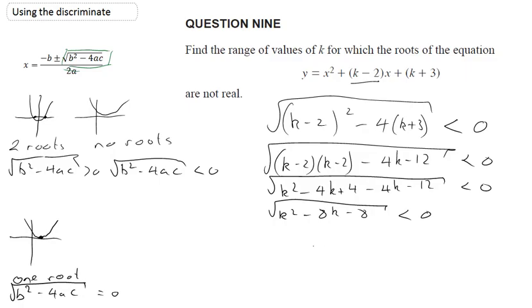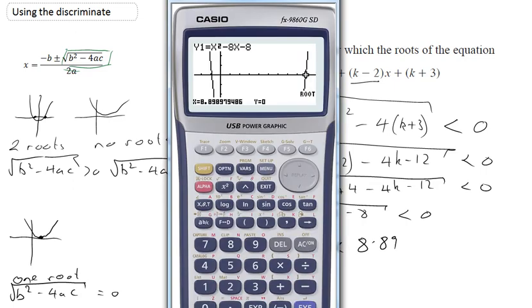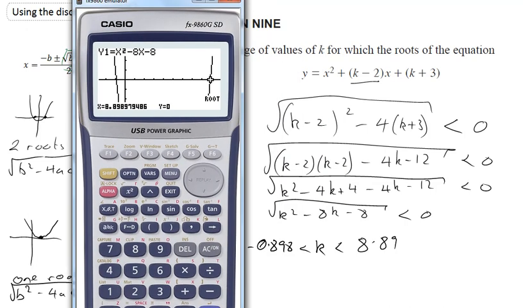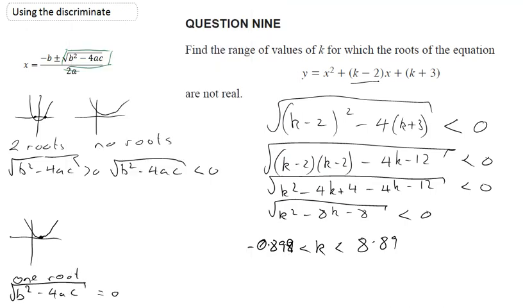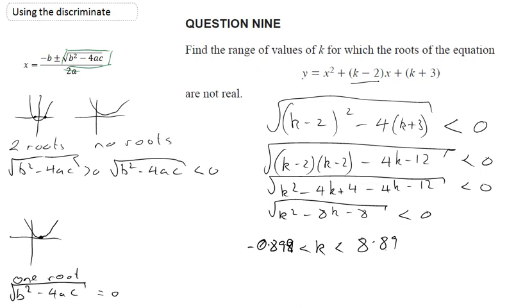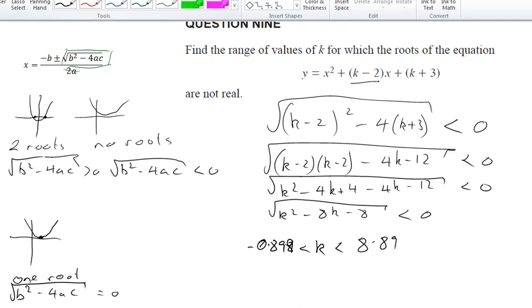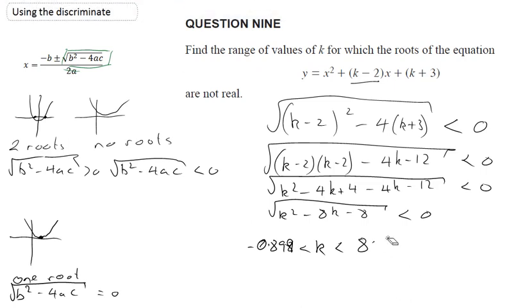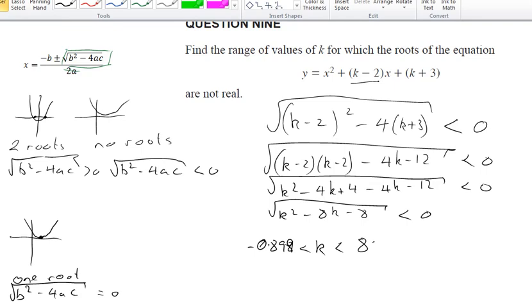So k is between minus 0.89 and 8.89. I'm going to change that to a 9, the number of decimal places. And I managed to transpose my 9s. But in essence, that's it.